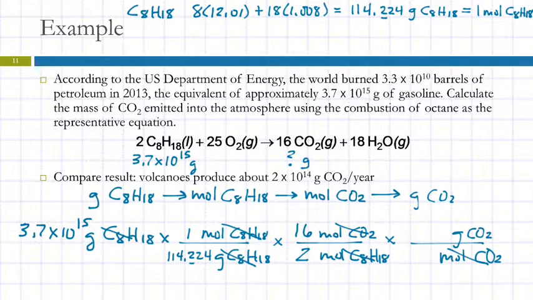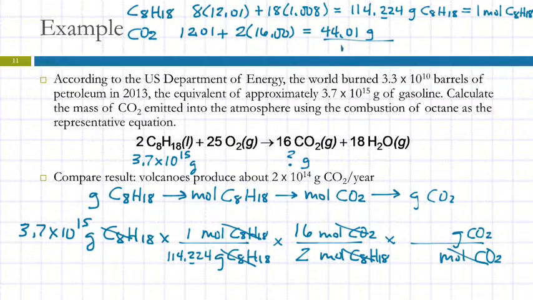And then I need the molar mass of CO2, which is 44.01, but we need to demonstrate that. So 12.01 is the mass of a mole of carbon, plus 2 times the mass of oxygen, and it gives us 44.01 grams.